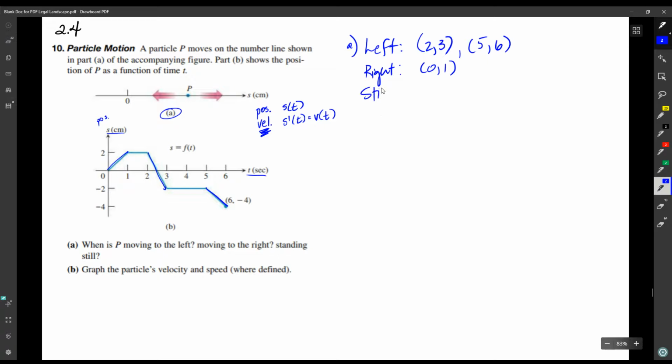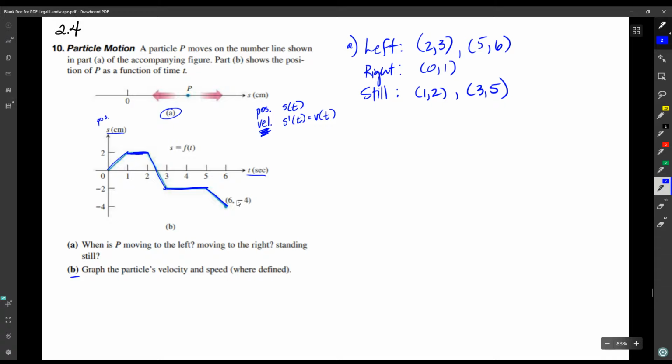And when are we standing still? That was the third question for part A. We're standing still when the velocity is 0, meaning we're not moving forward or backwards. And if the velocity is 0, that means the derivative of position is 0. So the slope is 0. That's occurring from 1 to 2, where we see a horizontal line, and 3 to 5, where we see another horizontal line. So I'm going to put 1 to 2 and 3 to 5.